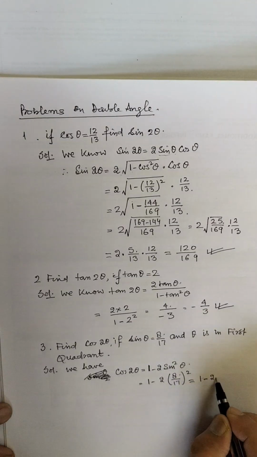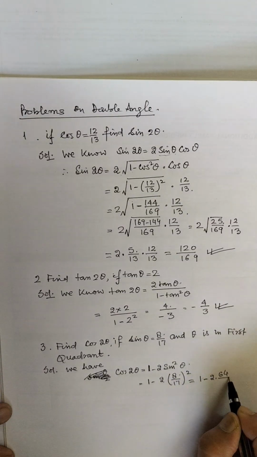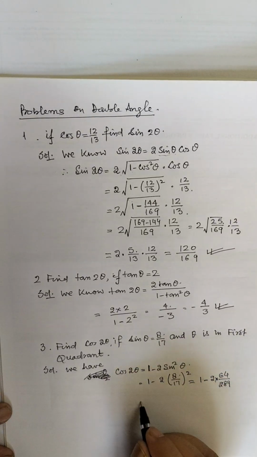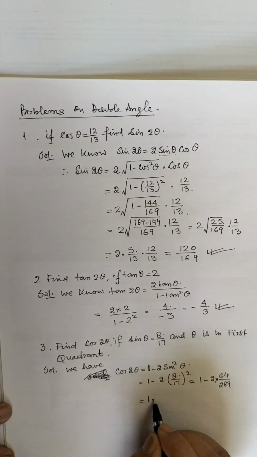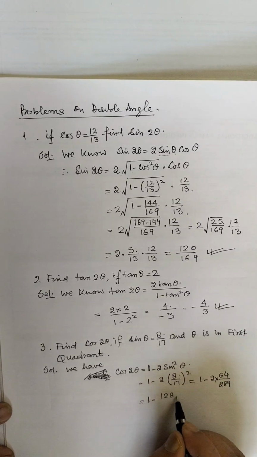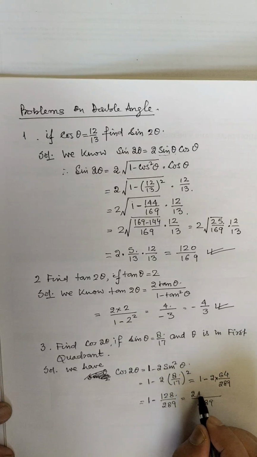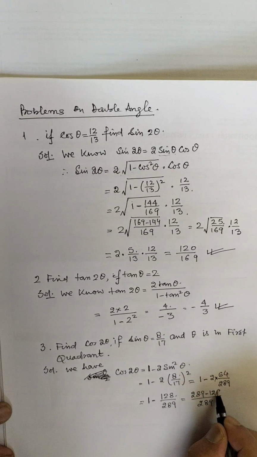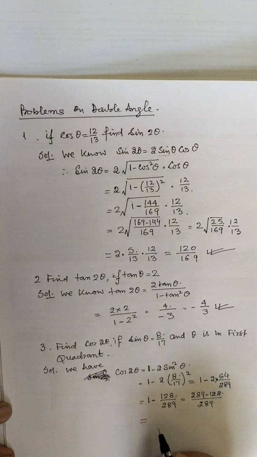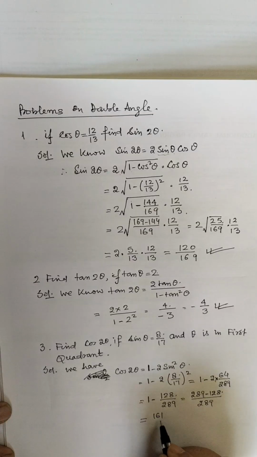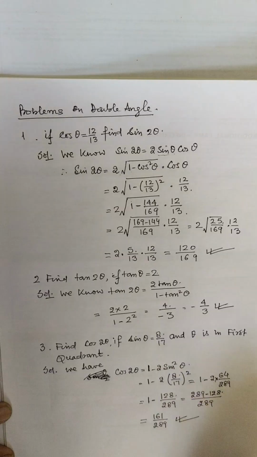1 minus twice of 64 upon 289. This gives you 1 minus 128 upon 289. Denominator remains 289. This is 289 minus 128, which is, we will subtract 289 minus 128, that is 161 on 289. This is our final answer.